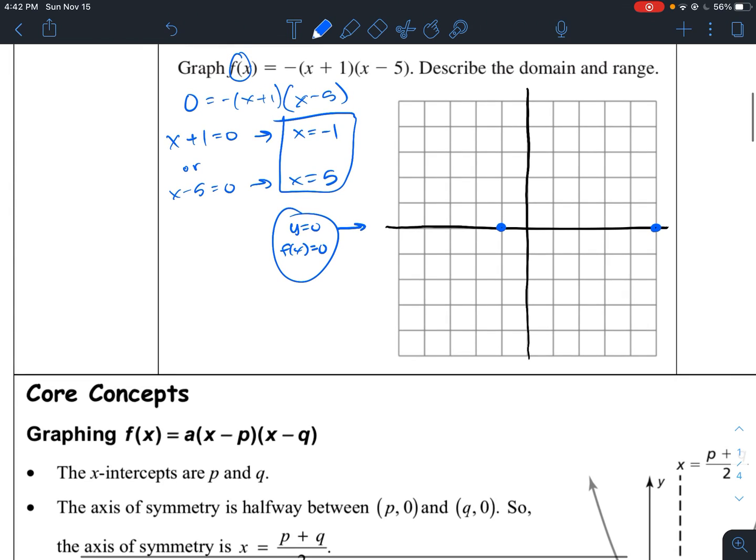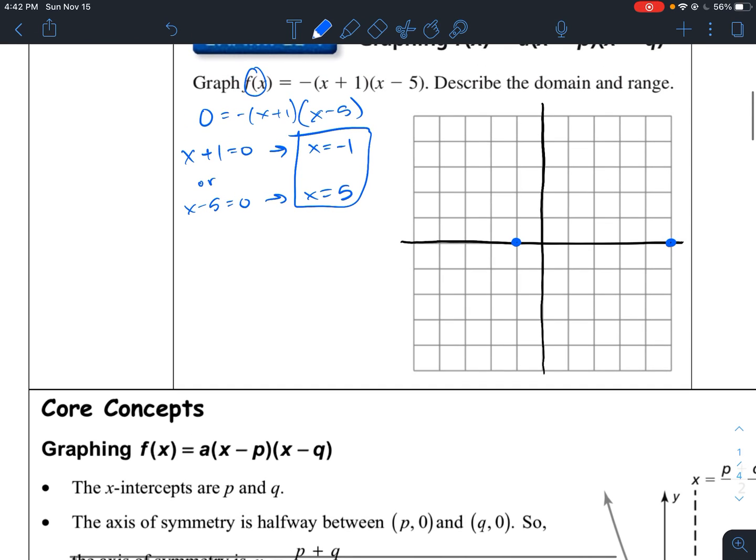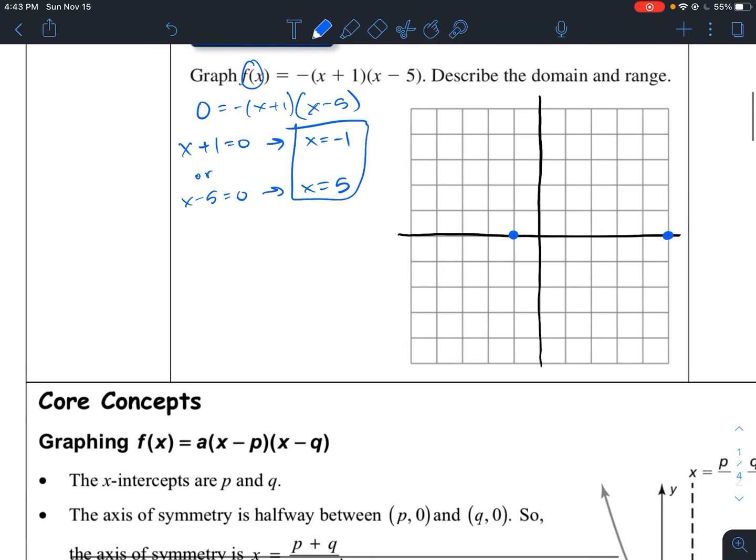Now the question is, how do I find whether the vertex is a max or a min? Well, that depends on, again, whether the graph is positive or negative. You see here, we have a negative outside here. That means there's a reflection, so we know that we're going to have a max up here. So we need to find the vertex, but how do we find the vertex? To find the vertex, we need to find the axis of symmetry.